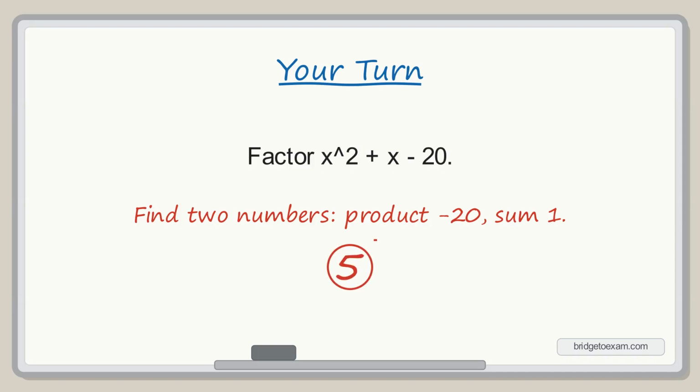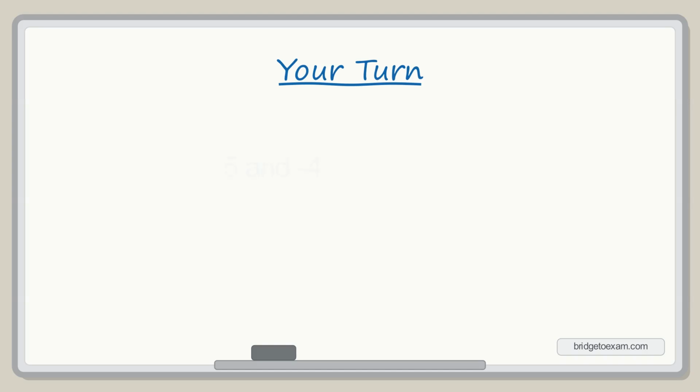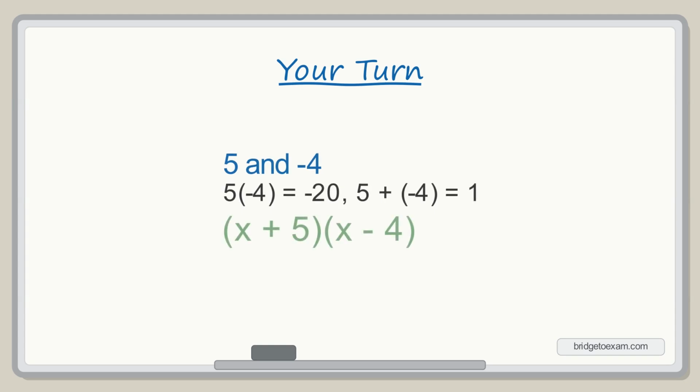Pause and find two numbers with product -20 and sum 1. The numbers are 5 and -4. They multiply to -20 and add to 1, so the factorization is x plus 5 times x minus 4.